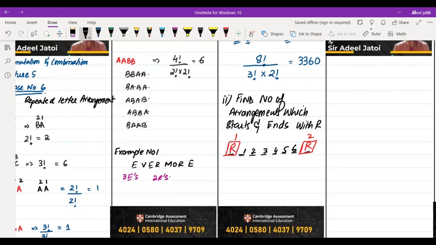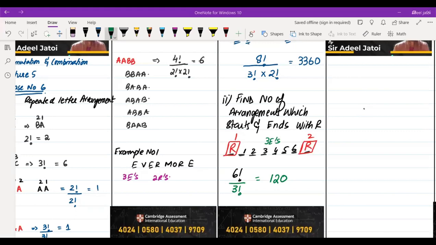Since we are using the fixed positioning method, we will only be arranging 6 factorial, all the alphabets in between. But in these 6 alphabets we also have 3 E's, which are moving with the 6 factorial as well. So to complete this, we divide 6 factorial by 3 factorial to get the answer, which will be 120.